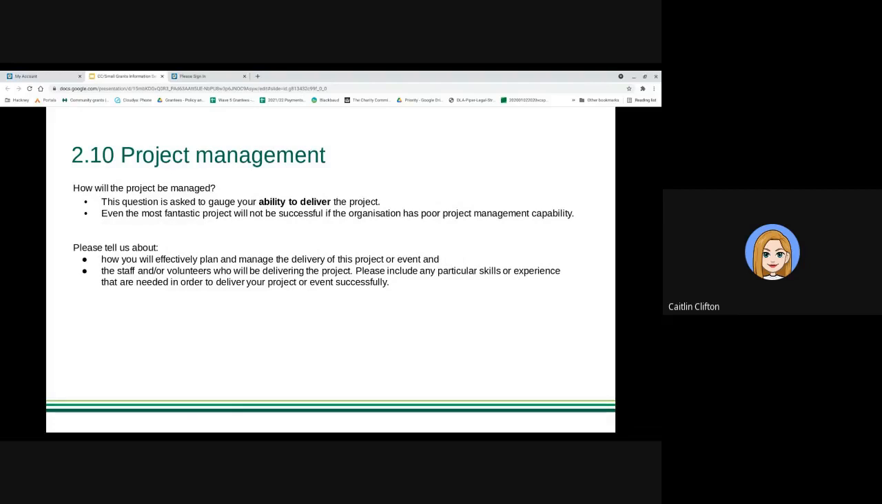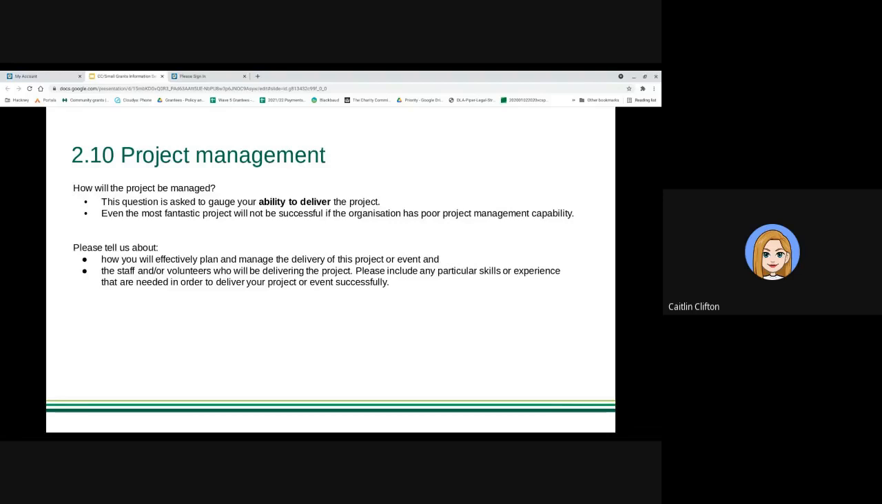Project management, excuse me. This is another key meaty question, and we're essentially wanting to know your ability to deliver this project. Even the most fantastic project will not be successful if the organization has poor project management capability. As grants officers who manage lots and lots of grants, we see this all the time, and that's why it's a crucial question. So we want you to tell us about how you'll effectively plan and manage the delivery of this project. And we also want to know who the staff or volunteers will be that are delivering the project. And you want to include any particular skills or experiences that might be needed to do that.